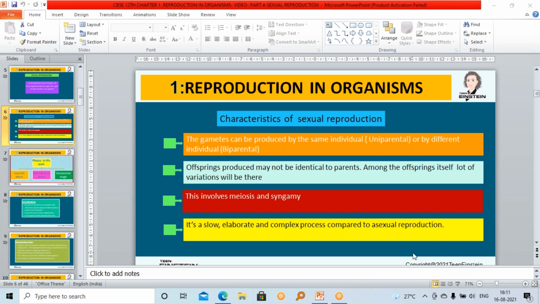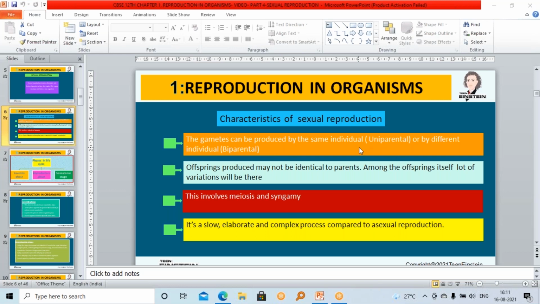First, gametes can be produced by the same individual or by different individuals. See here, so many new terms are coming. Note down, they may come as MCQ. The same individual can produce the gametes, or different individuals can. If the same individual is producing the gametes, it is called uniparental. The same parent will be producing both gametes. That condition is called uniparental, or by different individuals, that is called biparental.